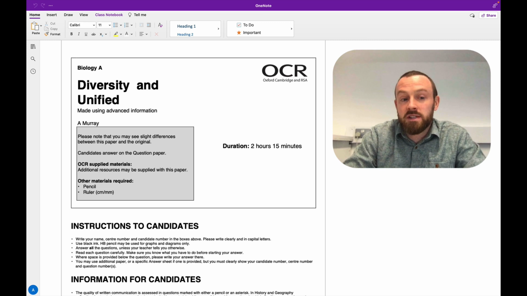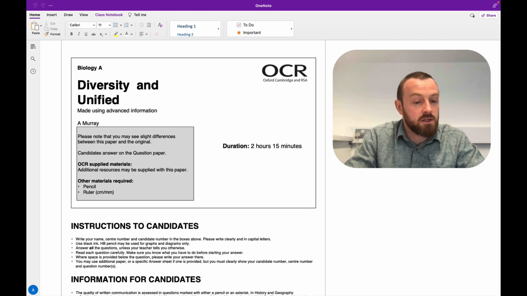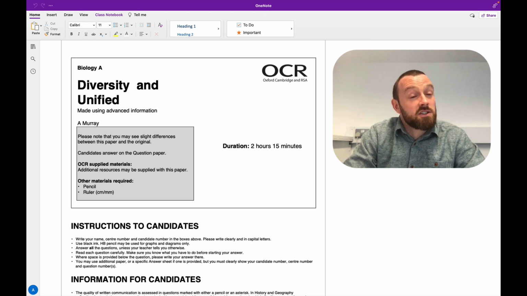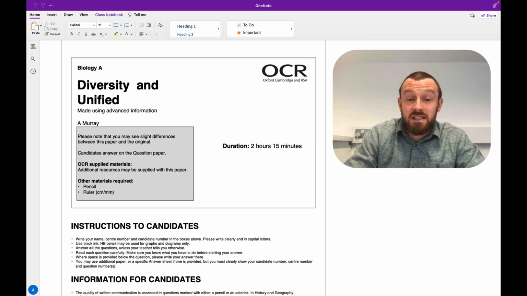So this paper is a diversity and unified paper. At my school, we didn't have enough time basically to do 3 separate papers as mocks, so we did a combined paper which was in the style of unified, so that means longer questions, more 6 markers, more questions that are about analysis and evaluation. But this paper tested content that you might expect to find in diversity papers, biological diversity papers, or unified biology papers. So do this first and then come back to this paper to mark it.